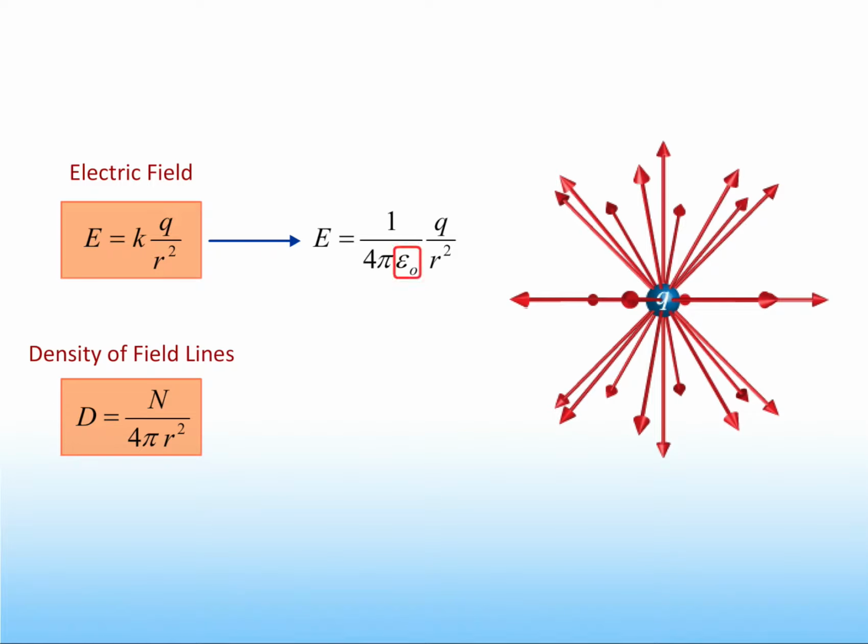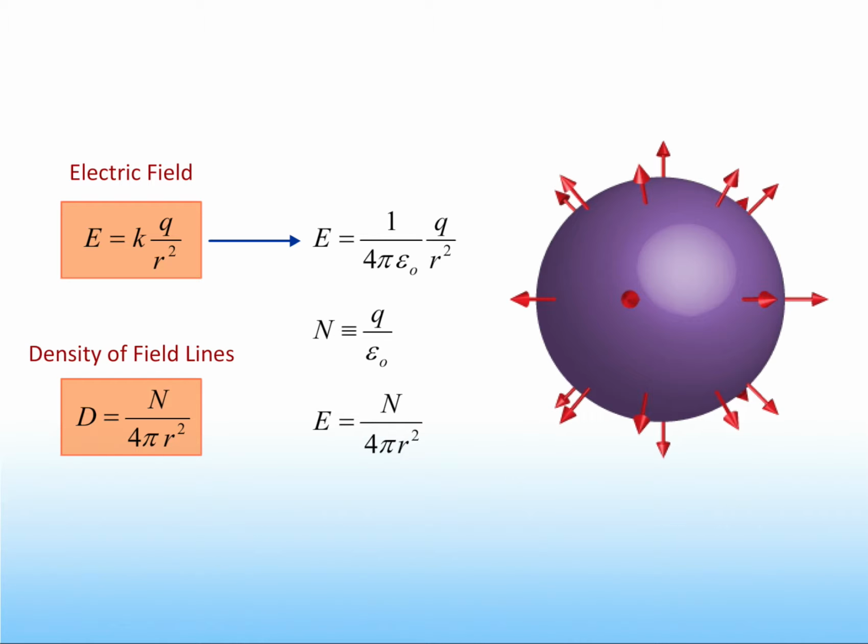I.e., if we choose n, the total number of field lines produced by a point charge q, to be equal to q over epsilon naught, then we see that the magnitude of the electric field at any point on the surface of a sphere of radius r centered on the charge will just be equal to n over a, where a is the surface area of the sphere, which is 4 pi r squared.